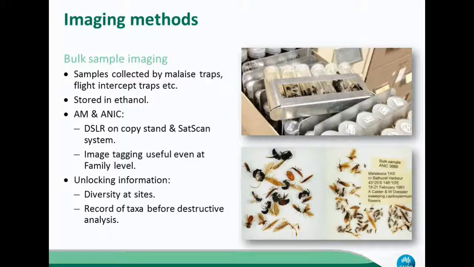It also unlocks a whole range of other information that we currently don't have access to, including things like diversity of orders at a particular site and a particular point in time. And we're also trying to use this process with a project CSIRO is running in the Pilbara region, where they're bulk sampling in an area that we really have no understanding of the diversity, and we're using destructive molecular methods to sample the molecular diversity. By taking these images, we've actually got a record of what we collected prior to destructive sampling.